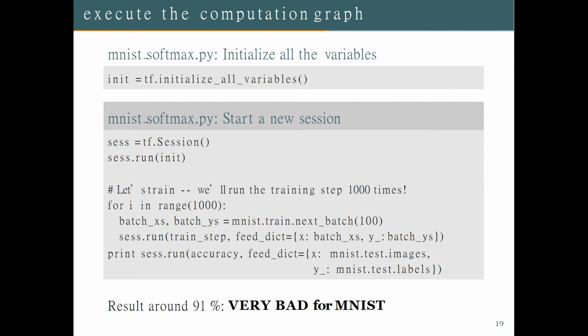How do we execute the computation graph? We will initialize all the variables, do ses = tf.Session(), ses.run(init), and then for i in range 1000, it can be anything like 1000, 5000, 10,000, depending on how much we want to iterate over our training set, and then take a batch from the MNIST dataset, and then ses.run(train_step, feed_dict={x: batch_xs, y_: batch_ys}), and then print ses.run(accuracy). This will return about 91% accuracy for a normal neural network.